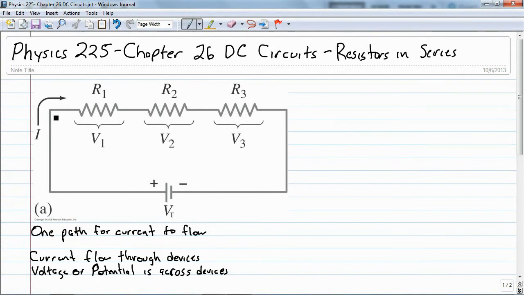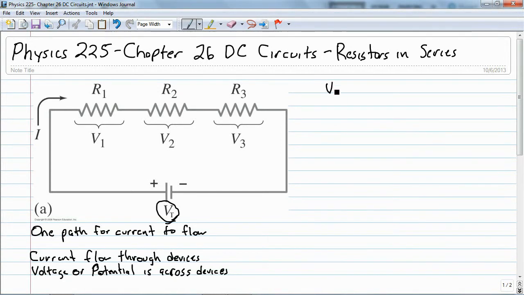Okay. So the current flows through these three resistors, and we have a potential across each one of those that is related to our potential V sub T. And really, it would have to be that the sum of these would equal V sub T. And thinking about it, if there's only one path, the same amount of current that flows through R1 has to be the same amount of current that flows through R2 and the same amount of current that flows through R3.